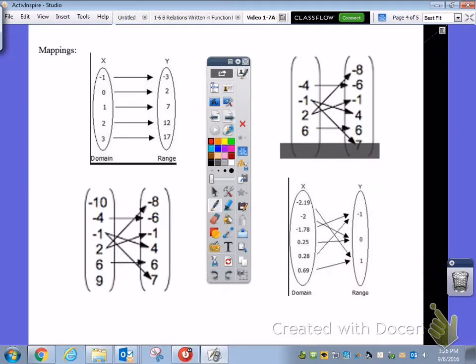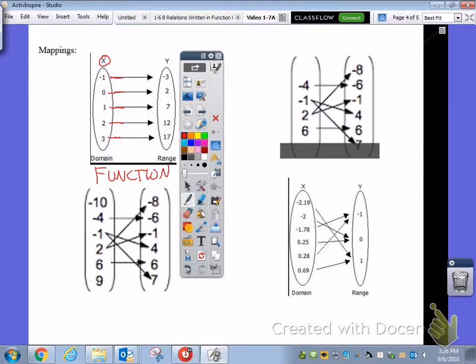Okay, what if we have a map? So on a map, again, I'm going to look at the x column, and if it just has one arrow going from it, then it is a function. So the first one is a function. Look at the second one. The -4, and I just want to look at the x column. This is the one that you want to focus on.